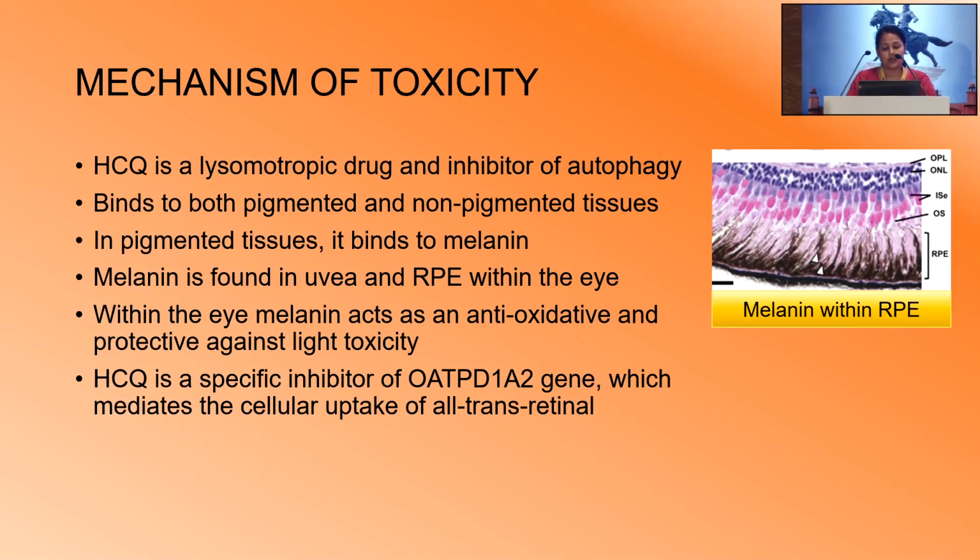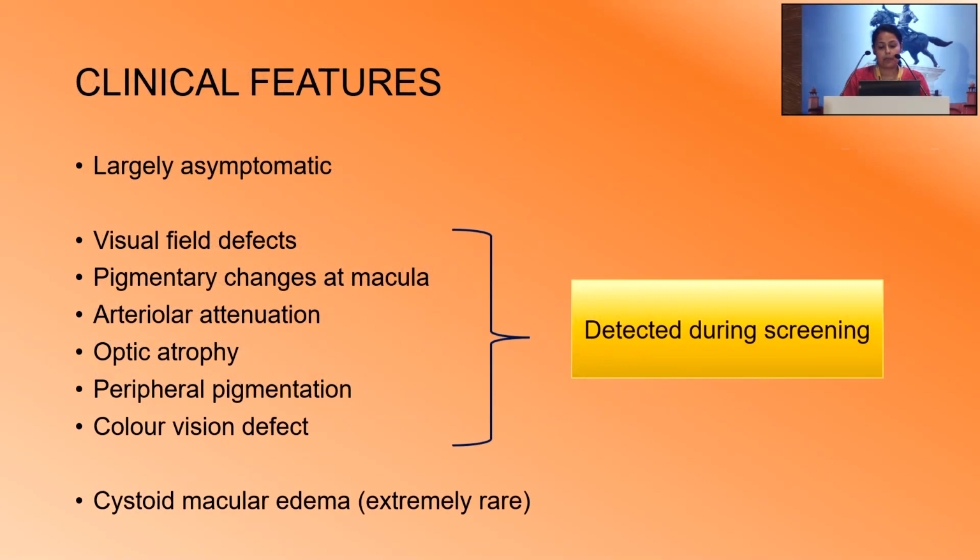HCQ is a lysosomotropic drug, which is an inhibitor of autophagy. It binds to non-pigmented tissues and melanin in pigmented tissues. In the eye, melanin is found in uvea and RPE, where it has important antioxidative functions and provides protection against light toxicity. HCQ, when bound to melanin in the RPE, specifically inhibits the cellular uptake of all trans-retinal, which leads to phototoxicity. HCQ retinopathy is mostly discovered during screening.